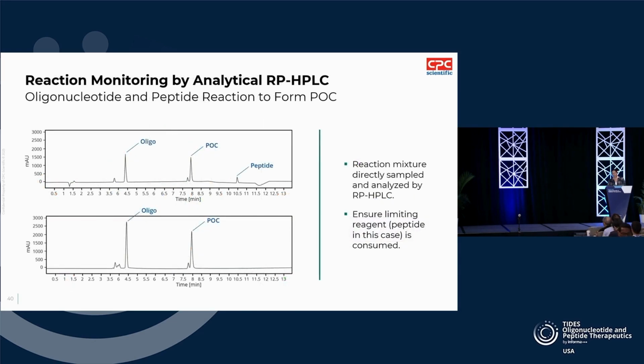To ensure the optimal and complete conjugation of the peptide and the oligo that results in the formation of your final POC, it's really crucial to monitor this reaction. We've developed analytical reverse phase techniques that can look at this entire reaction and watch it progress. This allows for the confirmation that we have the complete consumption of the limiting reagent, in this case the peptide. Any excess oligo can then be recovered and subsequently used. This ensures the most efficient conjugation possible and eliminates wasted components in the process.